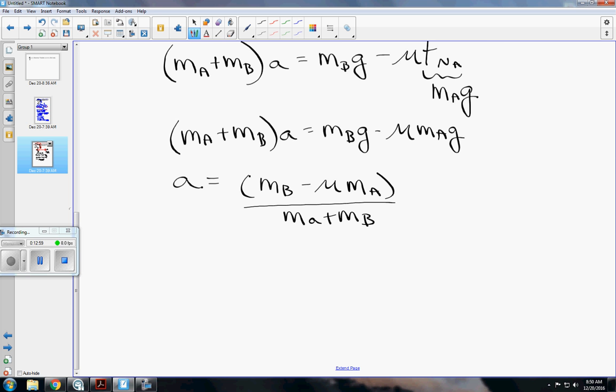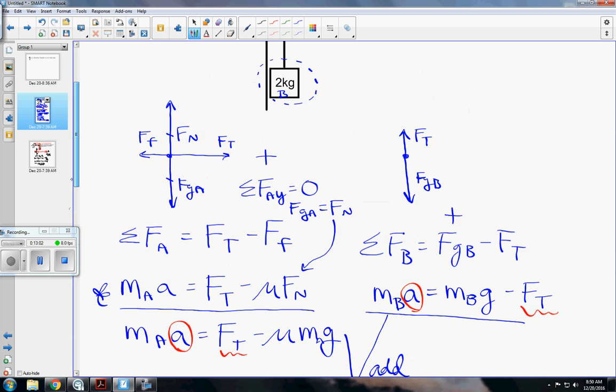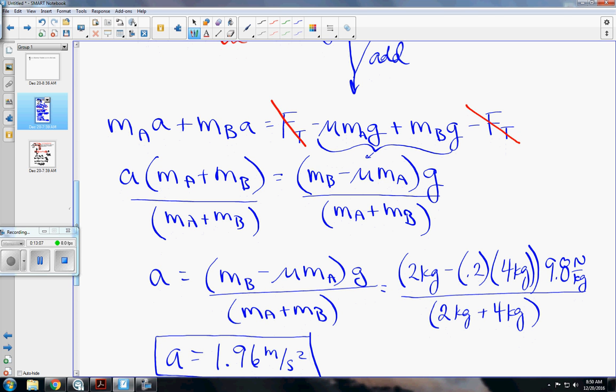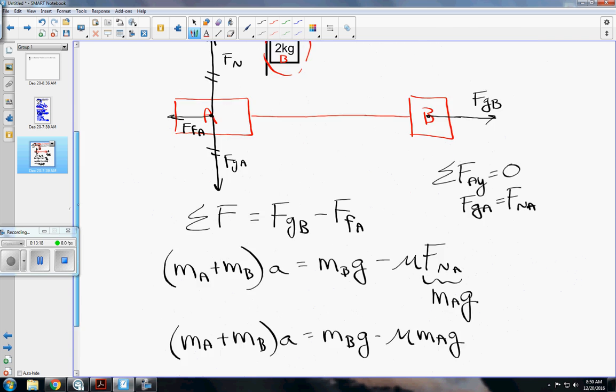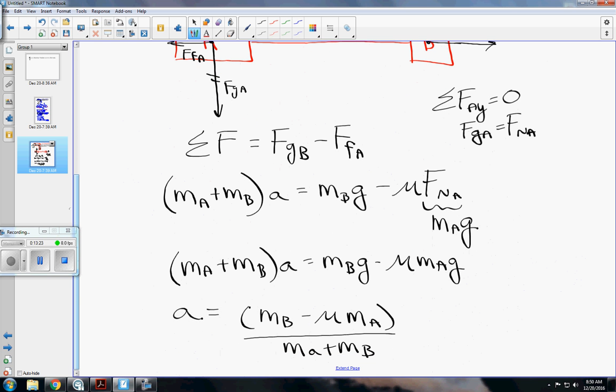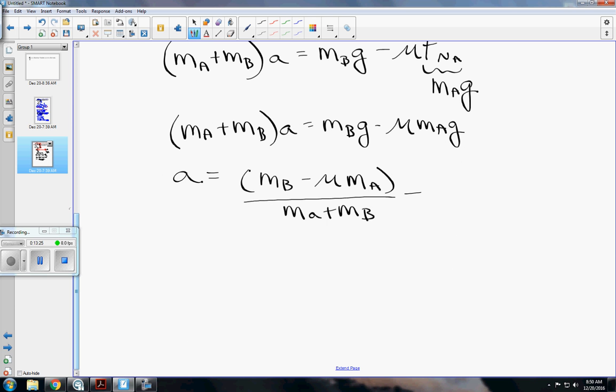And so you'll notice that this is the same equation as the one that we got over here. Right here. And so we got that equation just using one system instead of two. So when we plug in numbers, we're going to get the same exact acceleration. I'm not going to do that whole part right now, but we should get 1.96 meters per second squared, because you can see that it's the same equation that we got on the other page.